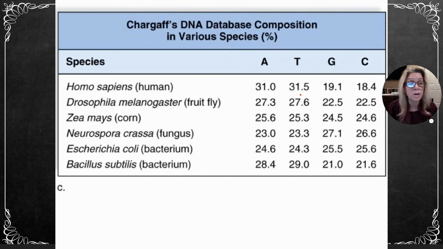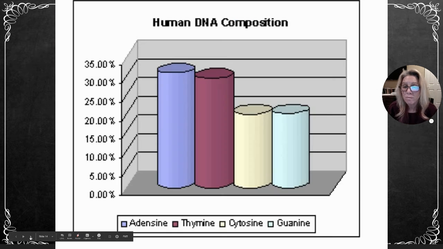Now, he did not know what to do with that yet. This was just one piece of evidence that helped with understanding the structure. So for Chargaff, and this is in the 1940s, the amount of A, T, G, and C varies between species. However, in each species, the A percentage equals the T percentage, and the G percentage equals the C. So A's and T's are equal, and G's and C's are equal. So here you can see that in this graph, A's and T's and G's and C's are about the same.